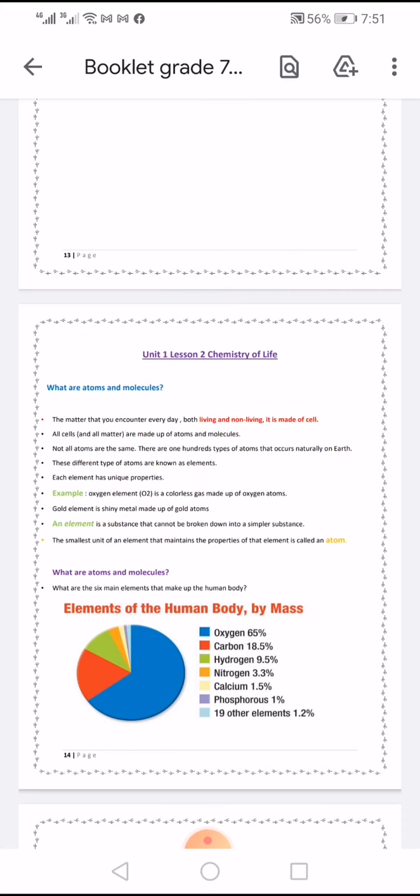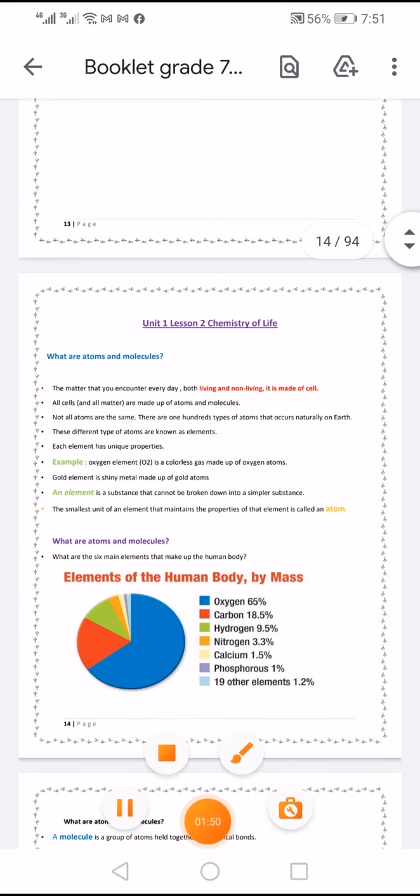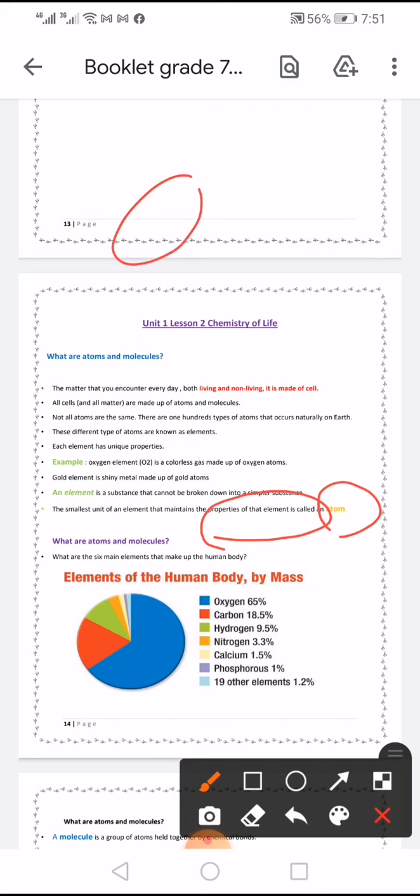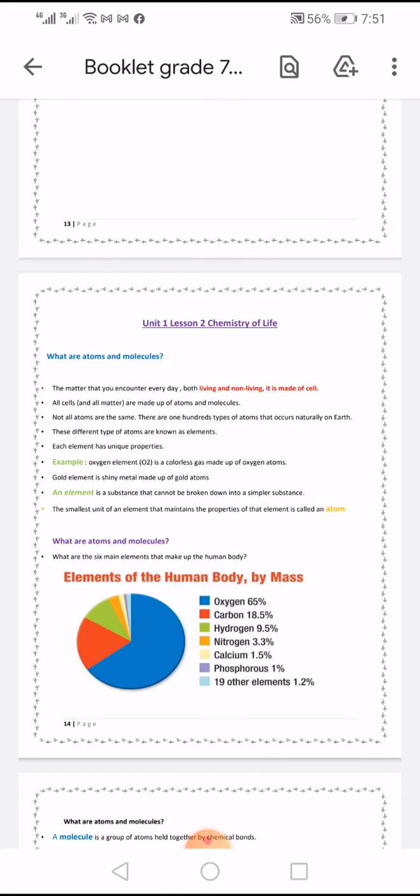The smallest unit of an element that maintains the properties of that element is called an atom. So the smallest particle in an element that maintains the properties of that element is called an atom. Like here, oxygen O2. So here we have two atoms of oxygen. The smallest particle of an element is called an atom.